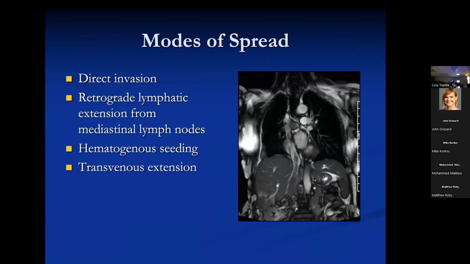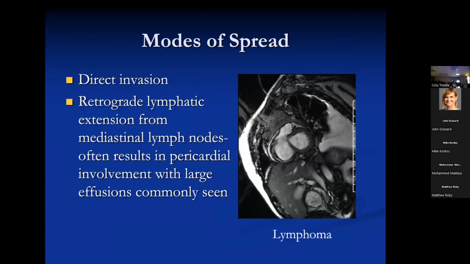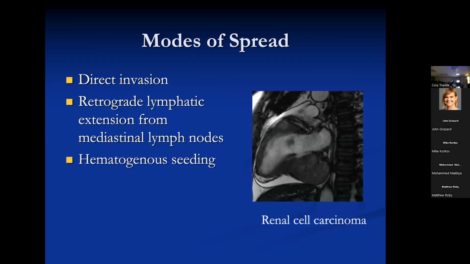So how do they get there? Well, they can directly invade. They can retrograde extend from lymphatics. They can spread via hematogenous spread. Or like in this case, you can have transvenous extension up the cava. Direct invasion is commonly seen with mediastinal tumors like thymoma and lung cancer. Retrograde lymphatic is almost always seen with lymphoma, where the mediastinal lymph nodes get involved, and then it kind of grows backward into the pericardium.